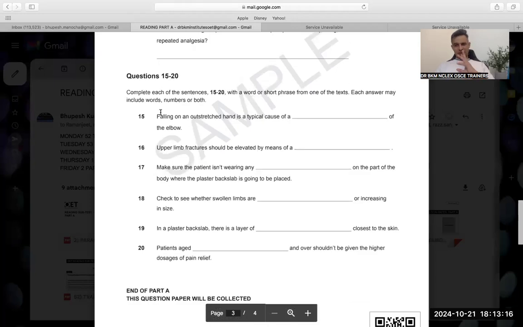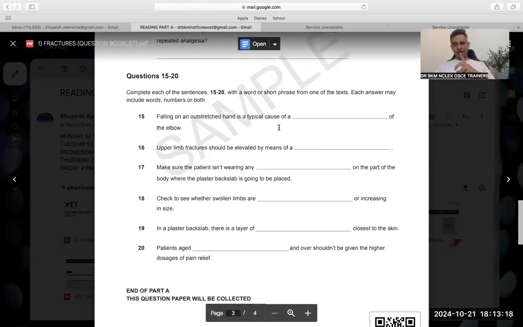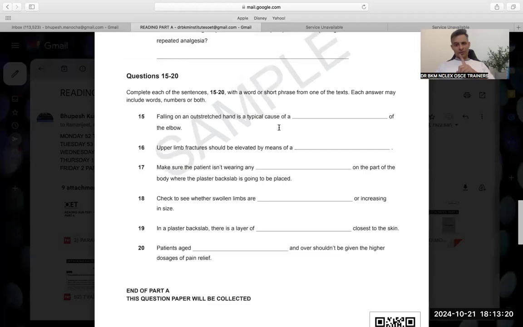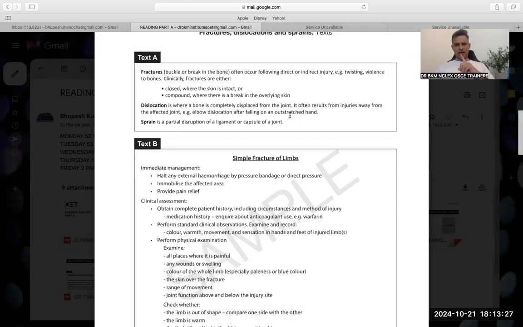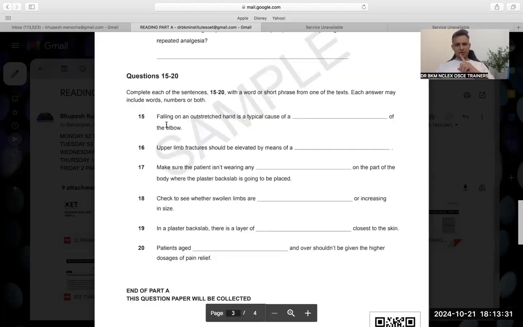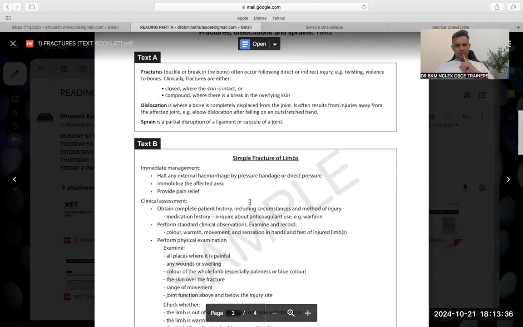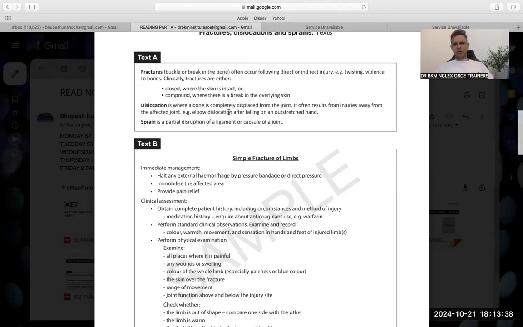Any question in reading part A and listening part A, I told you articles and prepositions are important. See the phrase falling on an outstretched arm. I just saw the word outstretched. Now I want to know only the word A: a bone is completely displaced. So falling on an outstretched arm is typically the cause of a dislocation of the elbow.